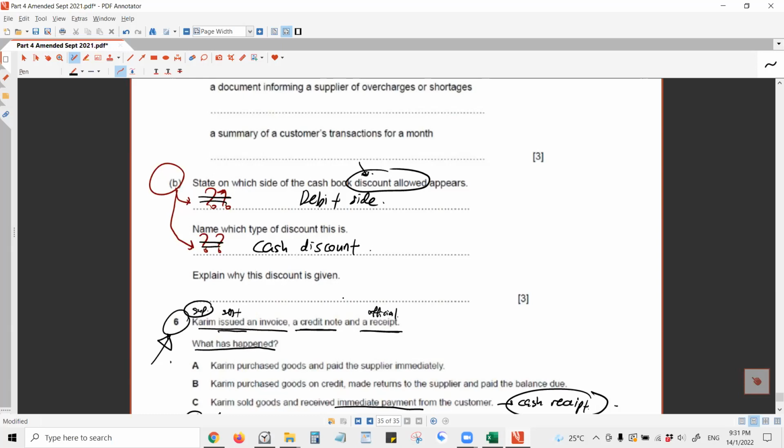Why is this discount given? Look at chapter 3 that you have learned. Just copy and paste the answer. The answer looks like this: to encourage credit customers to pay promptly. Okay, I think we write it together. To encourage customers to pay promptly, or you call it on time.